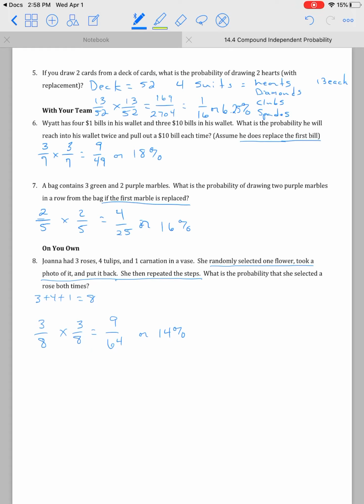And lastly, Jonah had 3 roses, 4 tulips, and a carnation. She randomly selected one flower and took a photo of it and put it back. And then she repeated the steps. What's the probability she'll select a rose both times? Now look, she picked it out, took a picture, put it back, so it's replacing. So the total doesn't change. 3 plus 4 plus 1 gives you 8. She's picking a rose. She's got a 3 out of 8 chance. She puts it back, goes to pull another one. She's got a 3 out of 8 chance. Multiply straight across. That's 9 over 64, which can be simplified. 9 divided by 64 is 14%.